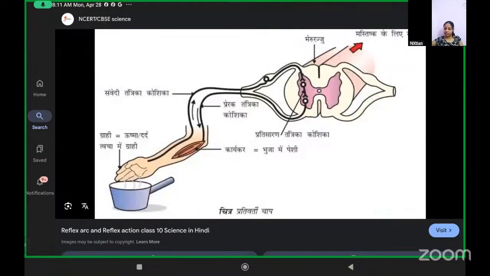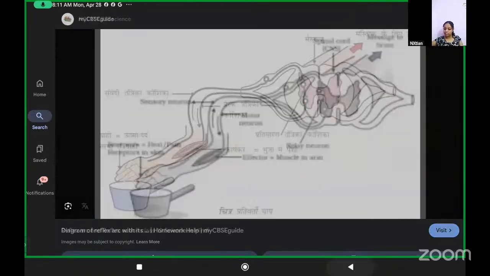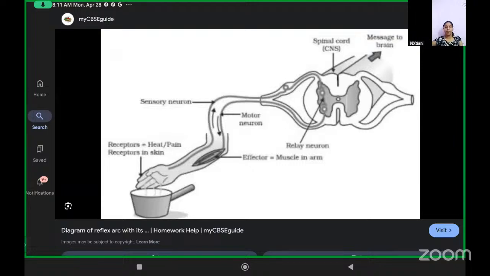This is in Hindi. You just have to do this particular diagram for reflex action, and some theory portion on reflex action too. What is the meaning, and how reflex action works, like the process that I just explained to you. I'll share some extra notes about reflex action in the group.